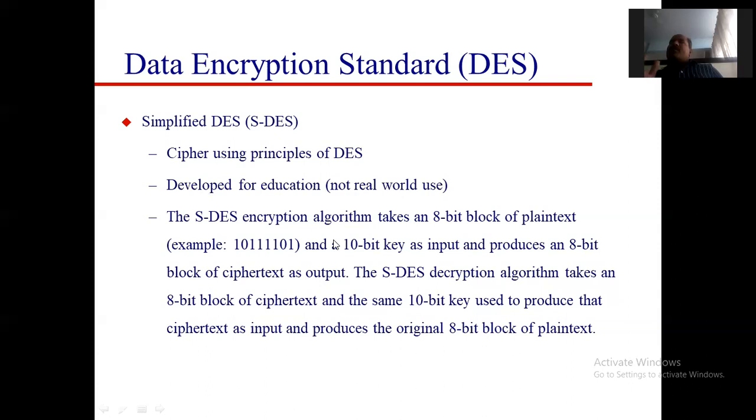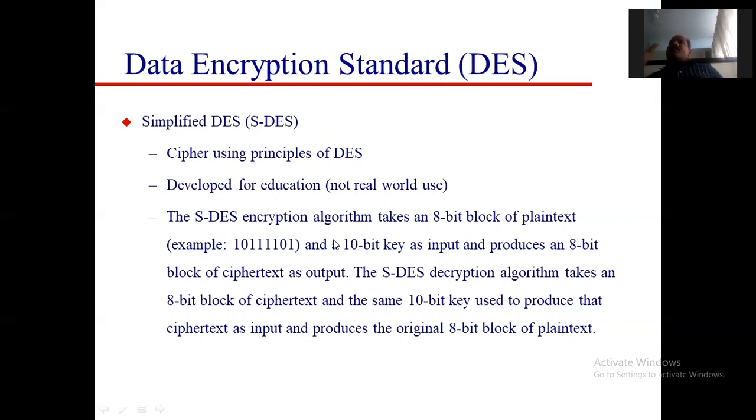Why is it common? Because we are learning symmetric ciphers here. Many times I told you that in symmetric ciphers the shared secret key is common at the sender side as well as the receiver side, because the sender has to perform the encryption process and the receiver has to perform the decryption process here.